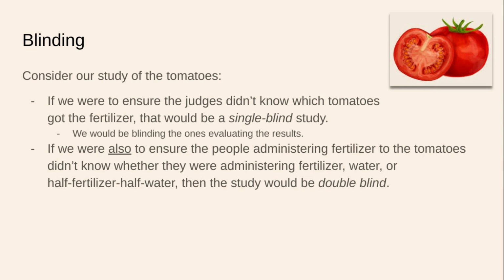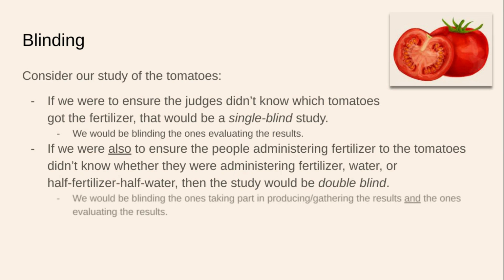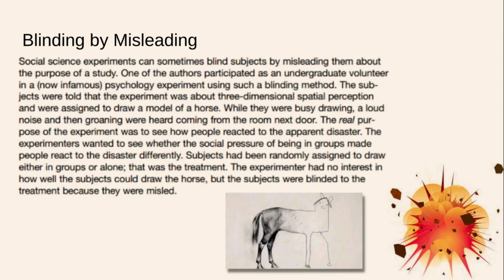So not only are we making the judges blind, not knowing which type of tomato they're evaluating, but we would also be blinding the people with boots on the ground, which adds an additional prevention against the Hawthorne effect. So we'd be blinding the ones taking part in producing or gathering the results and the ones evaluating the results if we were to double blind.